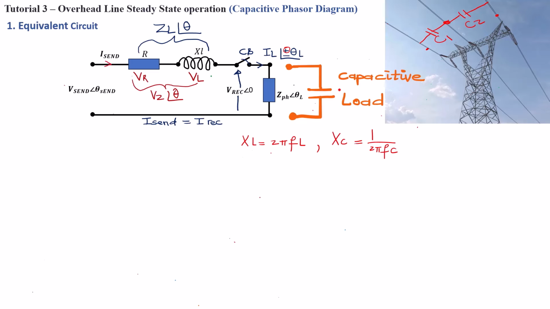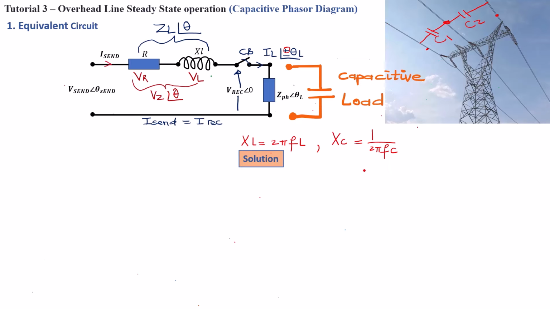Great. Now we know that for a capacitive load for our short transmission line operation here, the load current, IL, is going to be leading the voltage by an angle. So it's basically a positive angle. We can now use this information with the information that we already know about the voltage drop across the transmission line. Okay, we can now draw our capacitive phasor diagram.